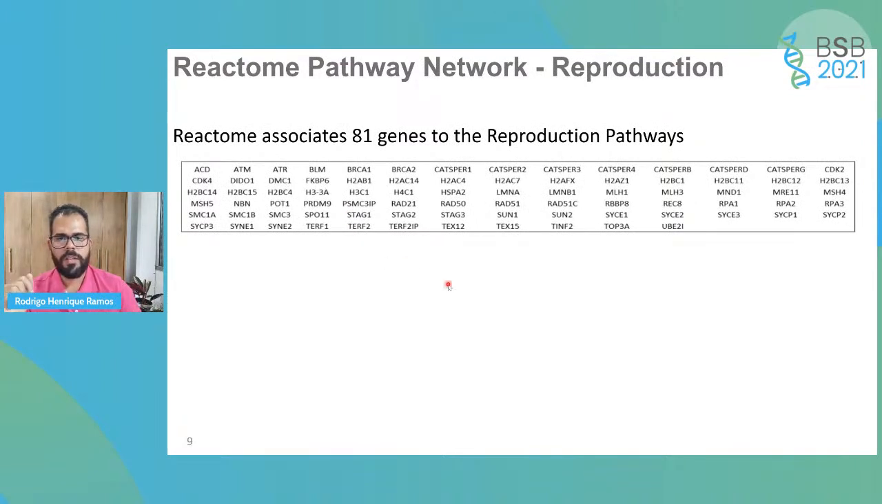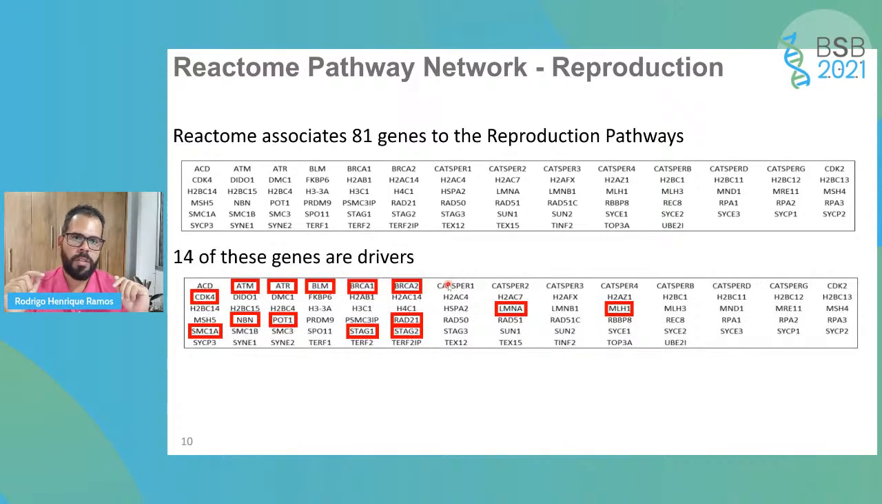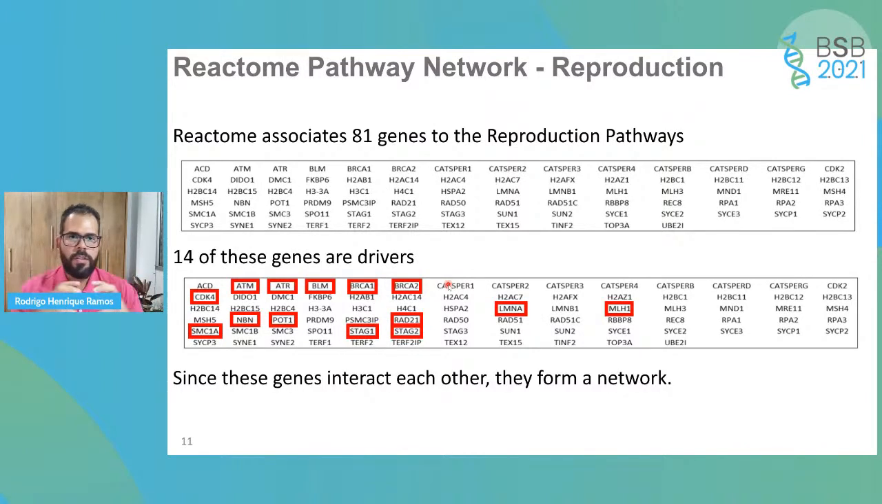Here, we see the 81 genes Reactome associates to the reproduction pathway. But since we have the information from the other database about cancer driver genes, we can identify that in these 81 genes, 14 of them are associated with cancer. And since these genes interact with each other to perform biological function, we can model them as a network.